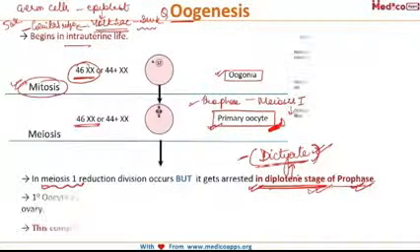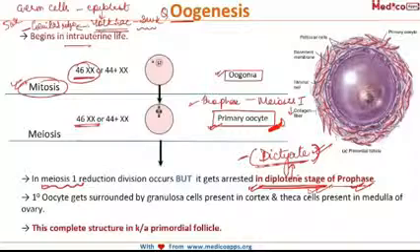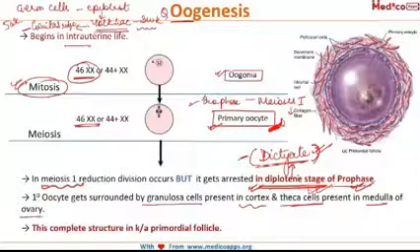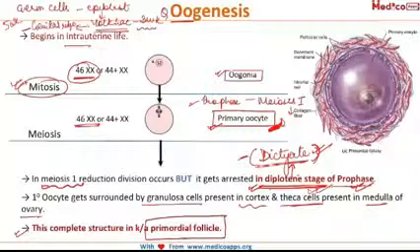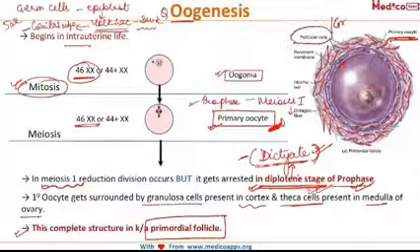And here these primary oocytes get surrounded by the granulosa cells present in the cortex and theca cells present in the medulla of the ovary. And this leads to the formation of a complete structure called the primordial follicle. Here you can see in this image, this is our primary oocyte, and this is being surrounded by these flat cells. Here you can see, these are the flat cells in the first row, and these are the follicular cells or the granulosa cells.